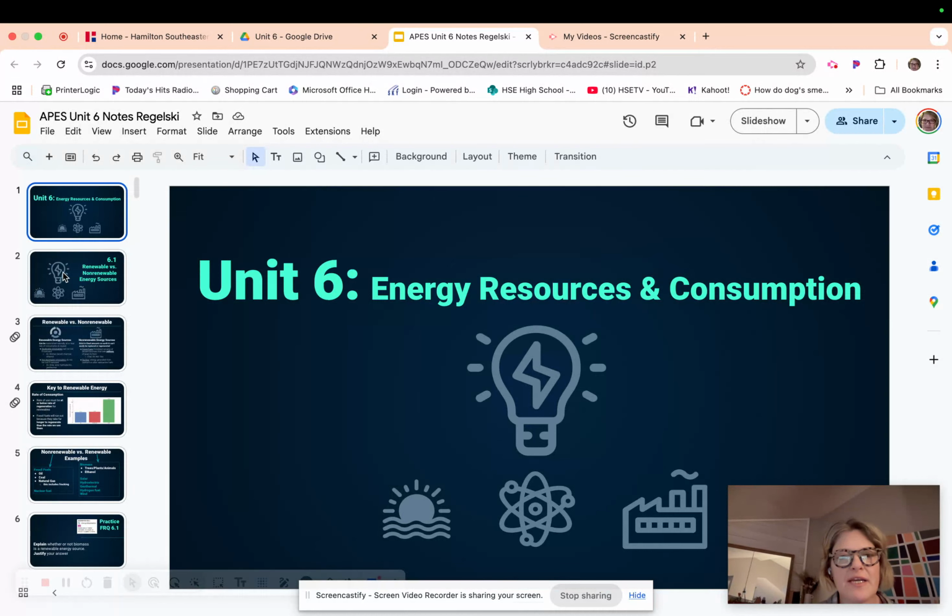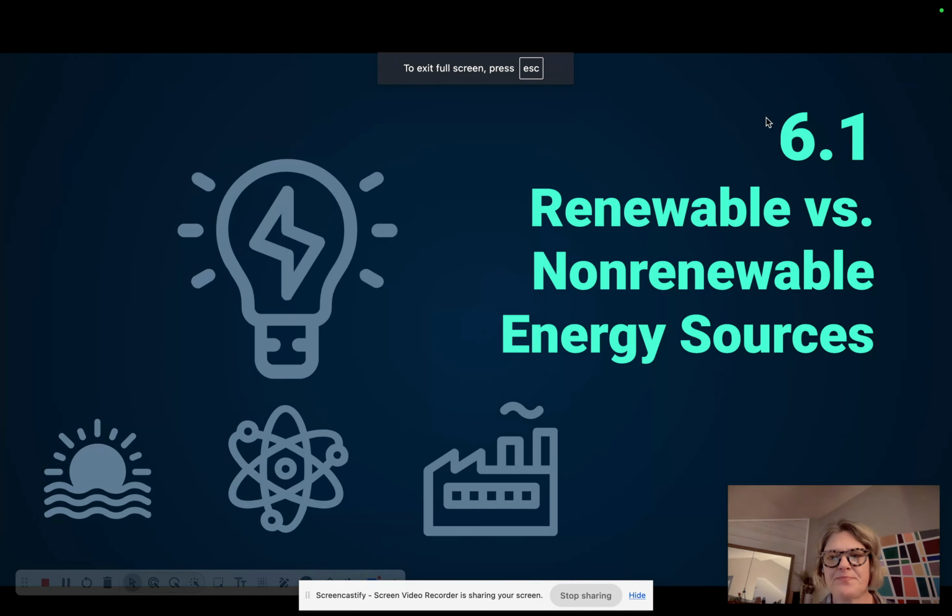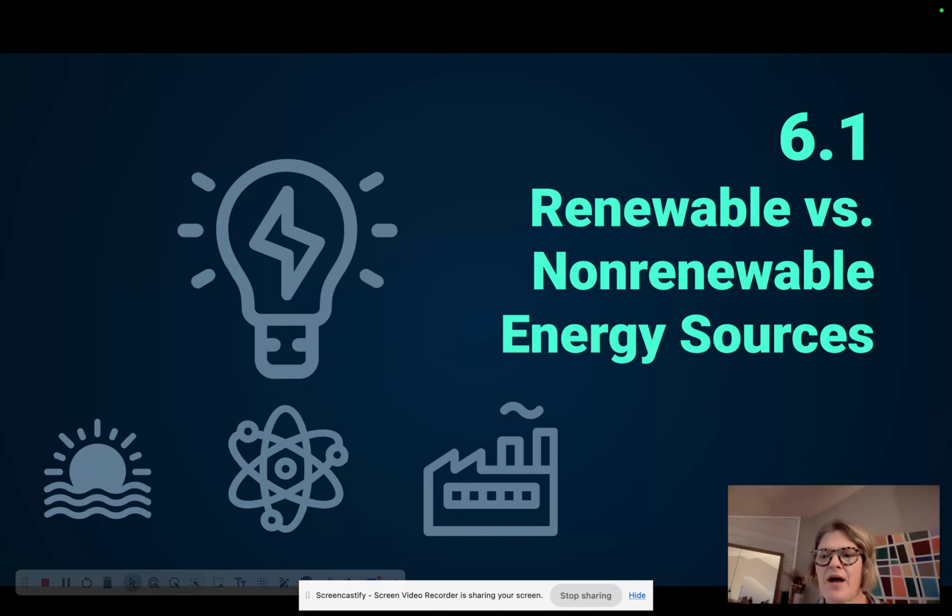We're going to jump right in with the Unit 6 notes. So let me get the slideshow set up and ready to go. Okay. This Unit 6 is going to be all about energy resources. So, how do we use the natural resources that we have on the planet to produce power and electricity for us? All right, so this first section is called renewable versus non-renewable energy sources.